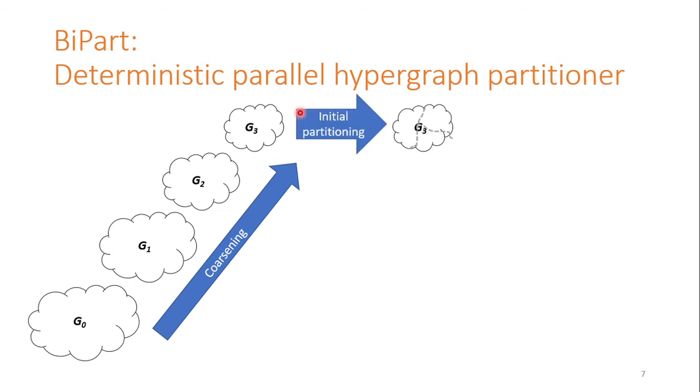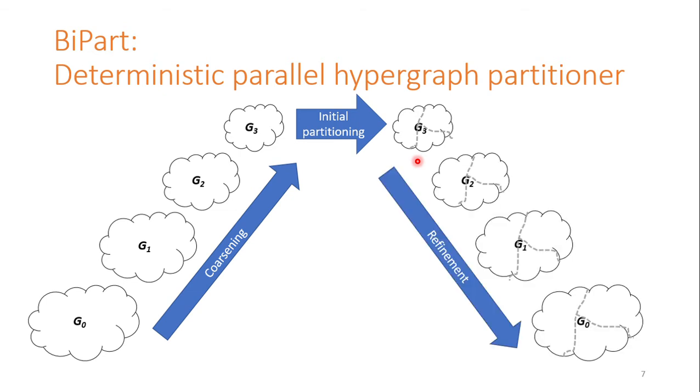Then we partition this top-level graph and project the partition results to the lower levels of the graphs, during which we can refine the partitioning results level by level. This downward process is called refinement. We get the answer to our original partitioning problem by picking the results for the lowest level of the graph in the refinement process.